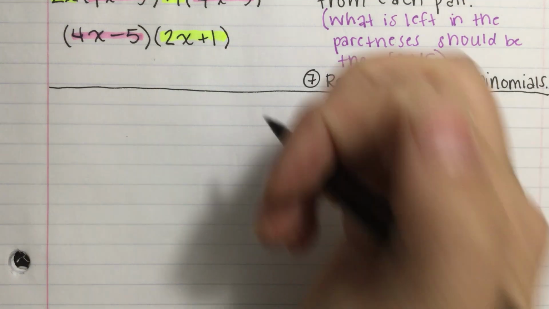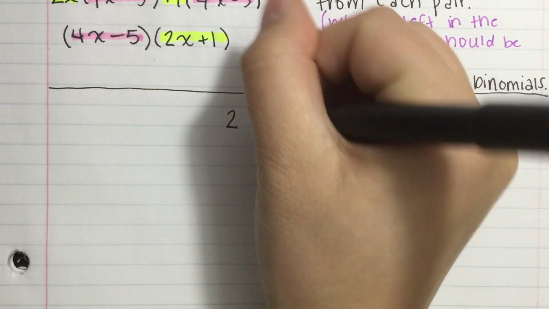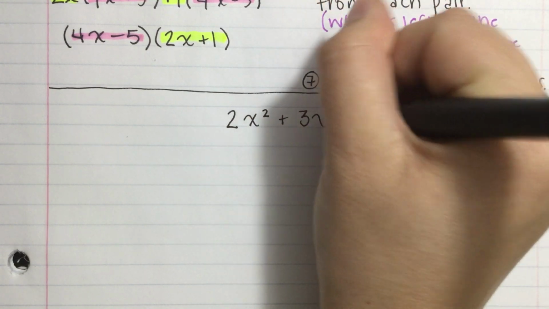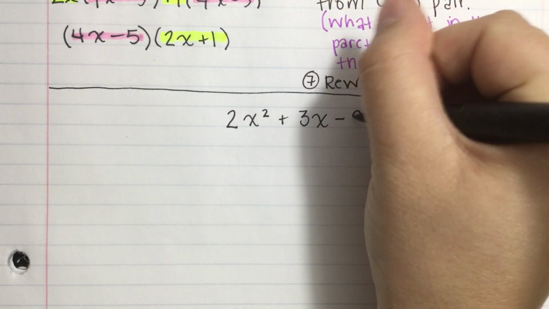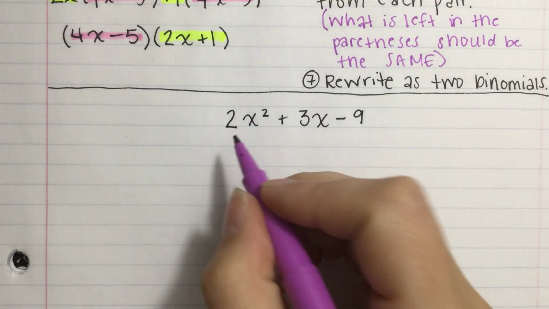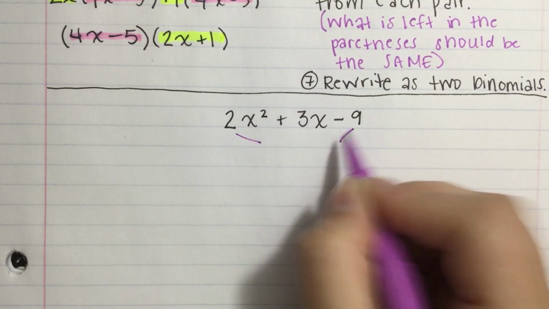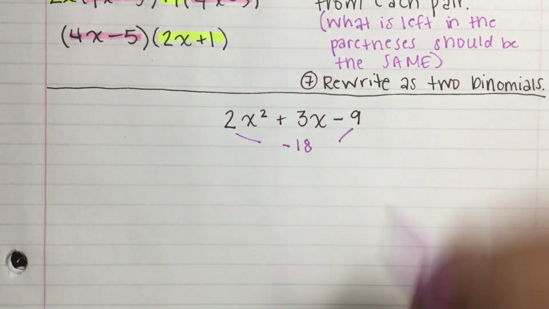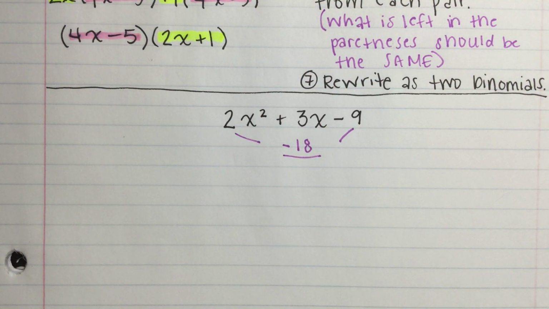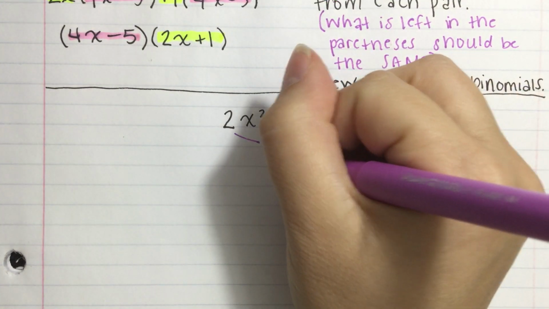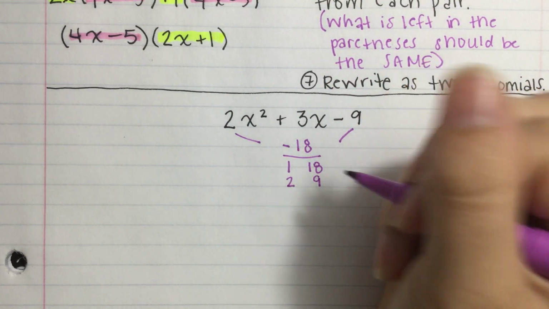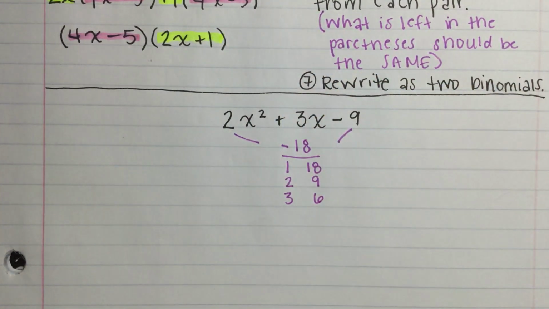So we're going to start with the expression 2x squared plus 3x minus 9. Now, again, my first step was to take a and c and multiply them together. That's going to get me negative 18. And I'm going to list all the factors of negative 18. So I've got 1 and 18, 2 and 9, and 3 and 6.